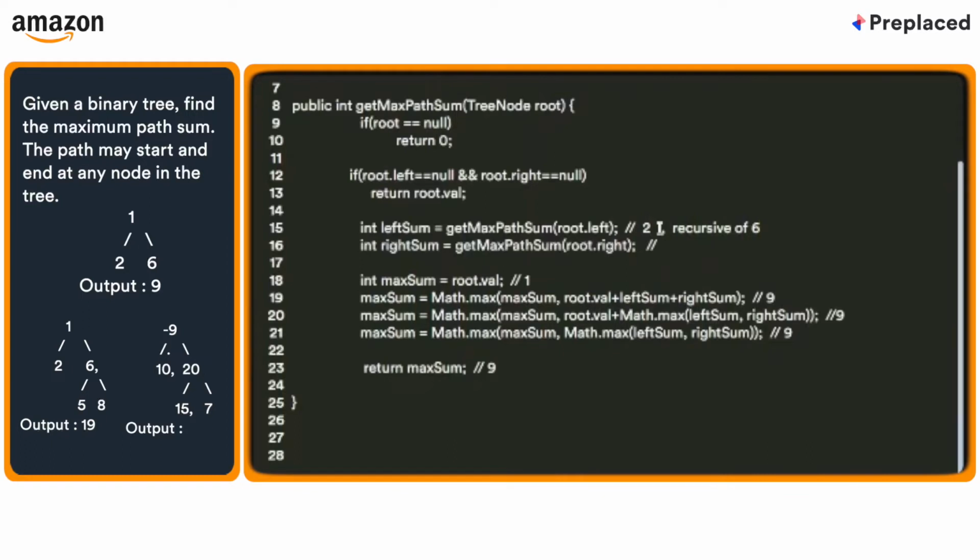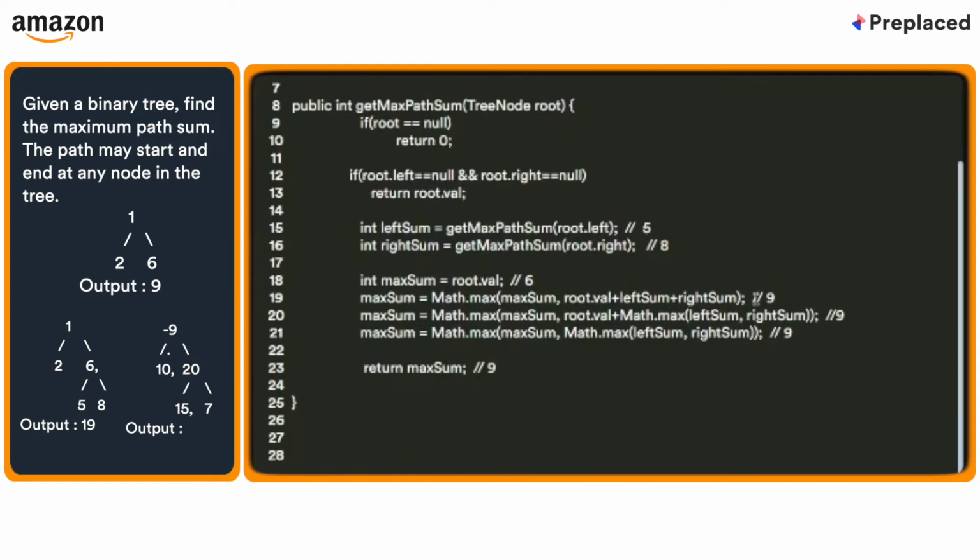So recursive of 6, on the left side, it will return 5. And recursive of 6 on the right side will return 8. And this value is 6. For the time being I'll just remove this 2, this is at the upper level. At the 6 level it is 5, it is 8, and this is 6. Now I'll say, hey, 6 compared with 6 plus 5 plus 8.